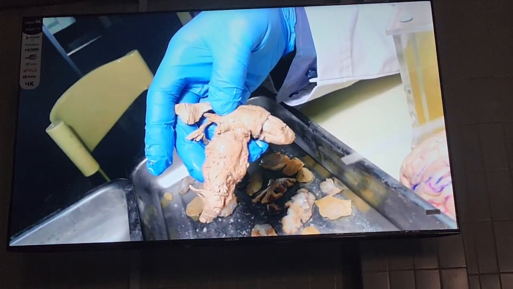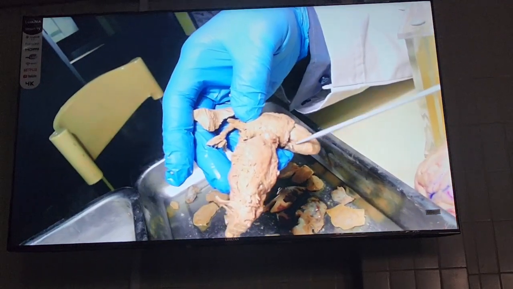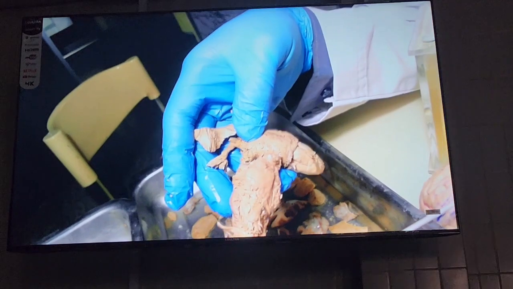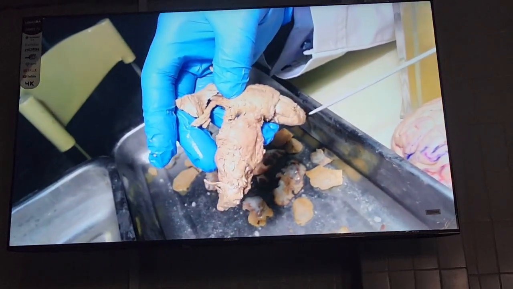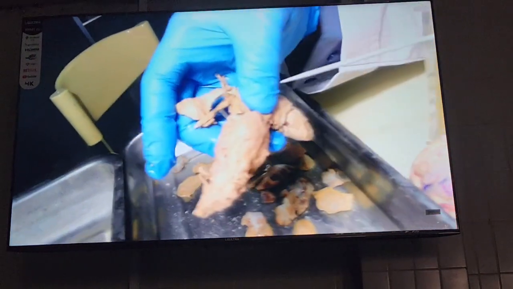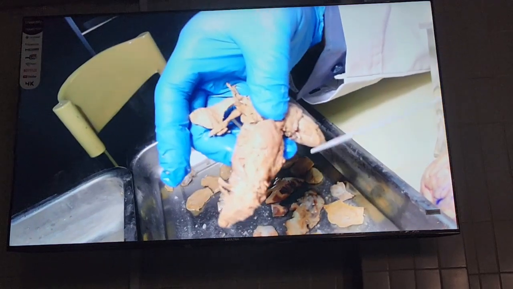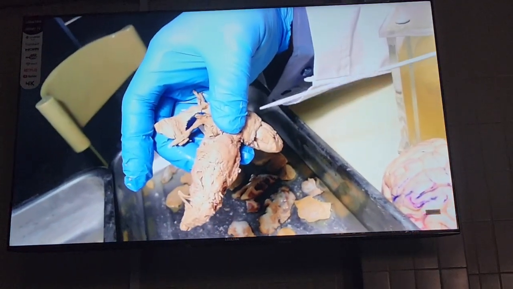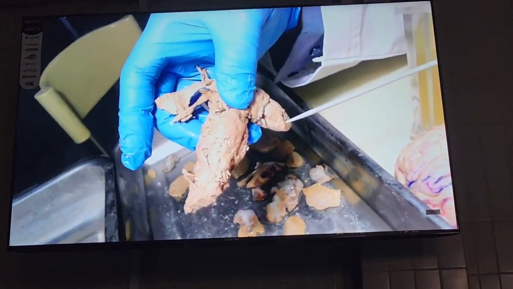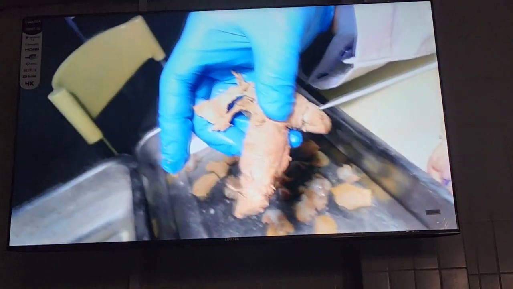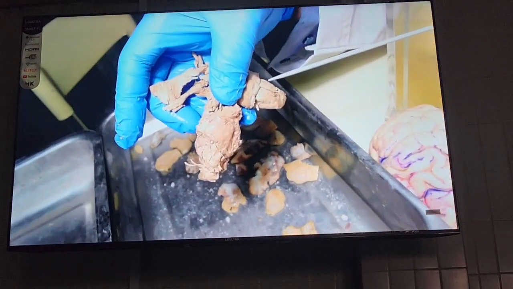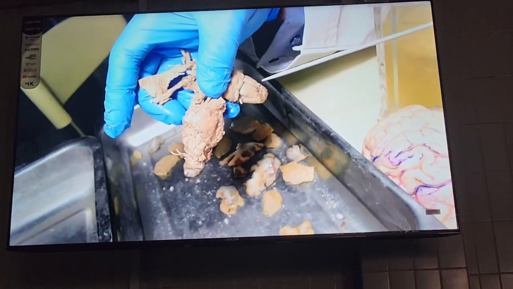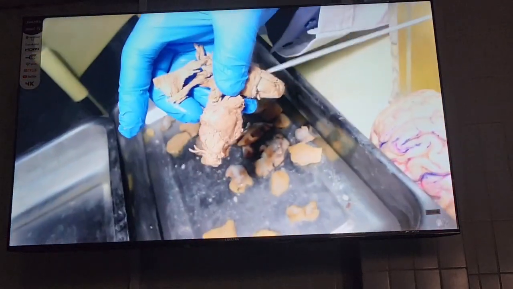For general description, the medulla oblongata is slightly broadest in the rostral direction. The pyramid is formed by the descending tract, the corticospinal tract, from the cortex to the spinal cord. Most of its fibers decussate here to form the contralateral pyramid. Lateral to the pyramid, there is another swelling called the olive. This olive is formed by the underlying inferior olivary nucleus.